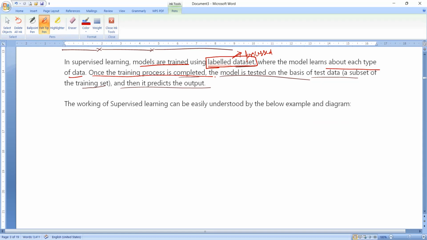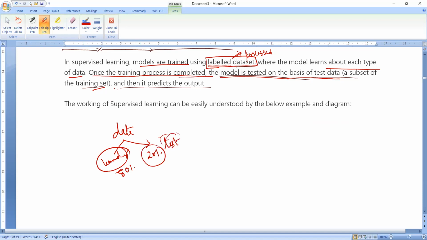Once the training process is completed, the model is tested on the basis of test data, a subset of the training set. So the data is divided into two parts: learning data and test data. If we use 80% for learning, the other 20% is test data. If the data is 100%, we divide it into test data and learning data based on this, and then the model predicts the output.